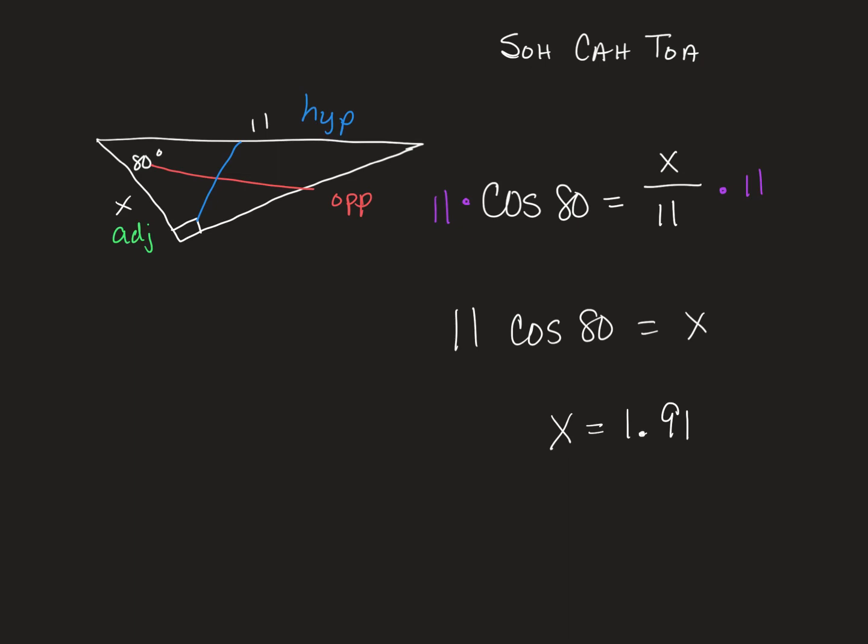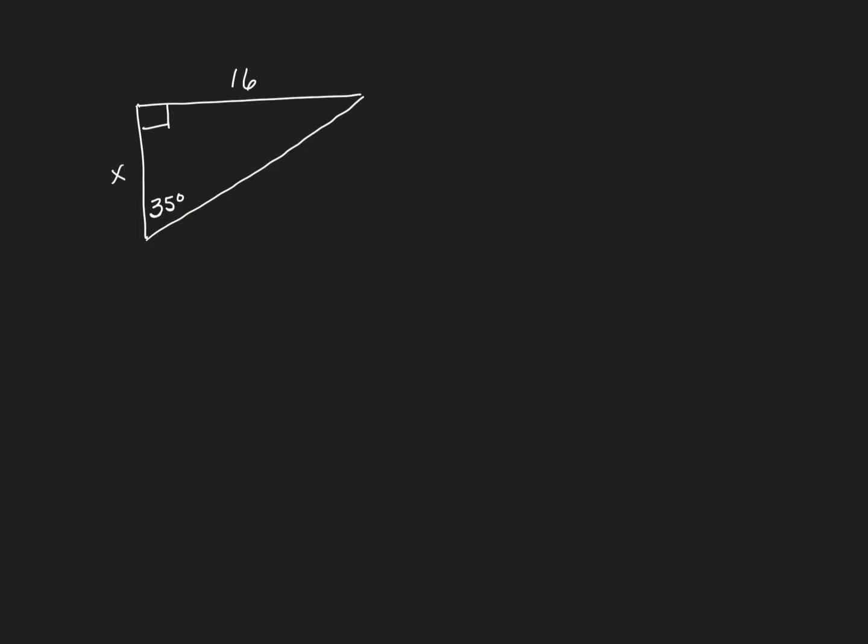Let's do one more. So I now have this triangle. Again, I'm going to start by labeling my sides. So from my angle out, that is my opposite side. From my right angle out, that is my hypotenuse. The side I didn't use is my adjacent.